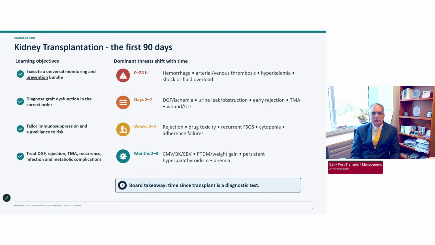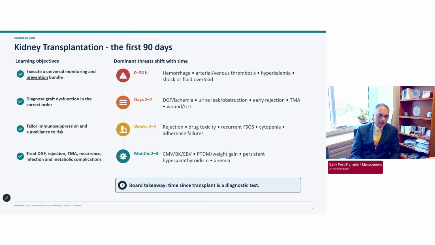Then from weeks 2 to 4, the focus may be more on rejection, drug toxicity, adherence failures. Recurrent diseases usually you'd start to think about at this point. Recurrent FSGS can occur very early and immediately, but often you don't think about it as a diagnosis unless you are suspecting it ahead of time, and the diagnosis is often delayed if it is unsuspected. And then months 2 to 3, you're really talking about electrolyte abnormalities, post-transplant diabetes, and infectious risks.